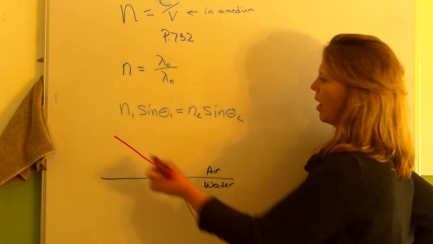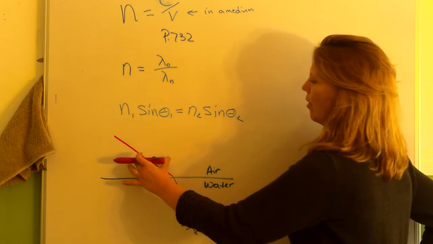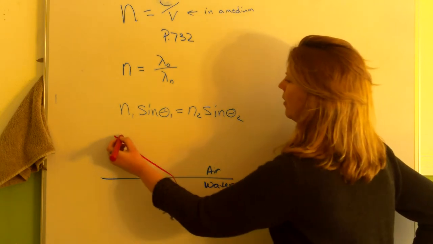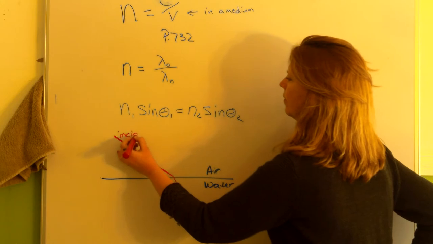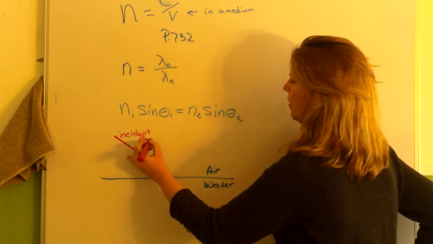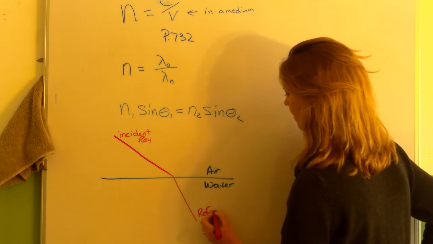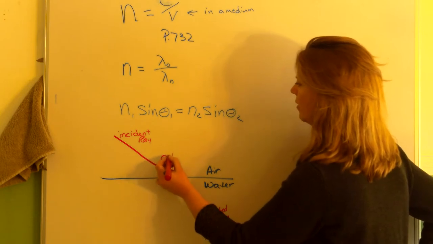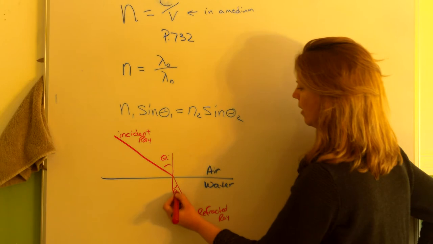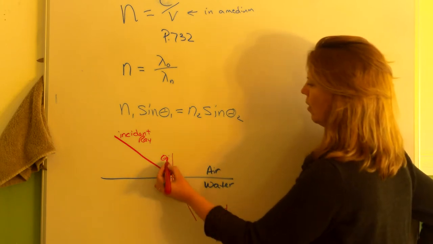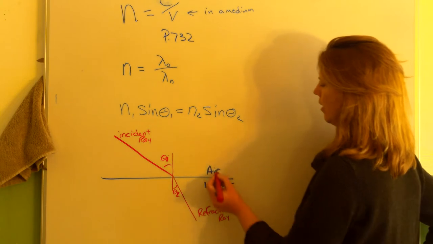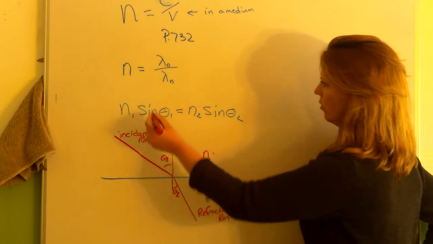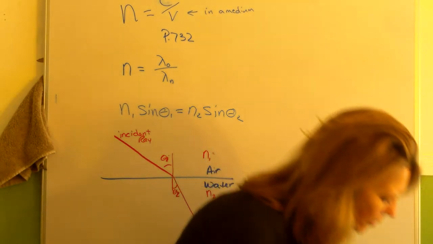And it would bend. So light bends as it travels from one medium into another, as long as it hits the border at an angle. Okay, so we would call this the incident ray. We call this the refracted ray. This would be the angle of incidence, and this would be the angle of refraction. Now sometimes it's easier just to call this theta 1 and this theta 2, and then the index of refraction in air would be n1, and the index of refraction out here would be n2, and you just pop them into here.